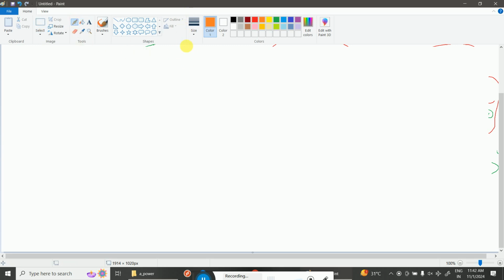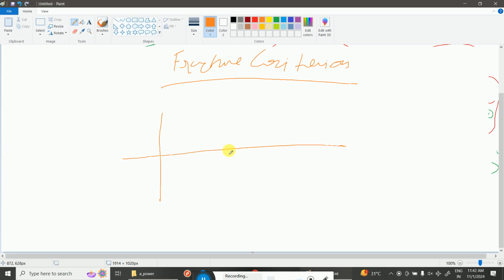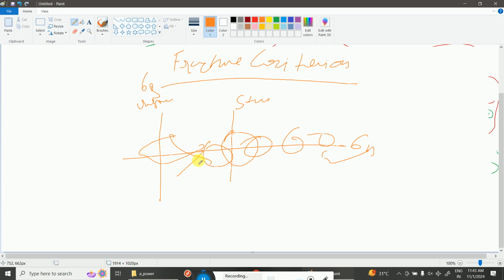Fracture criteria. This is your axis, and this is your sigma n and this is your sigma s. This is shear stress, this is normal stress. When it is from here to here, it is the stable condition, and when going to this side, it is your unstable condition.